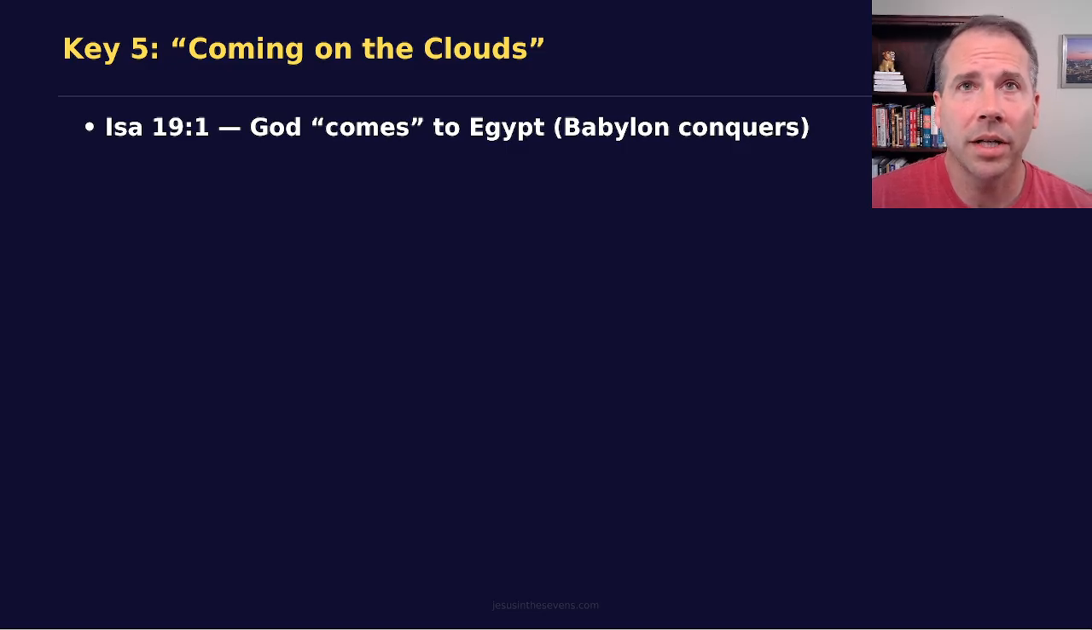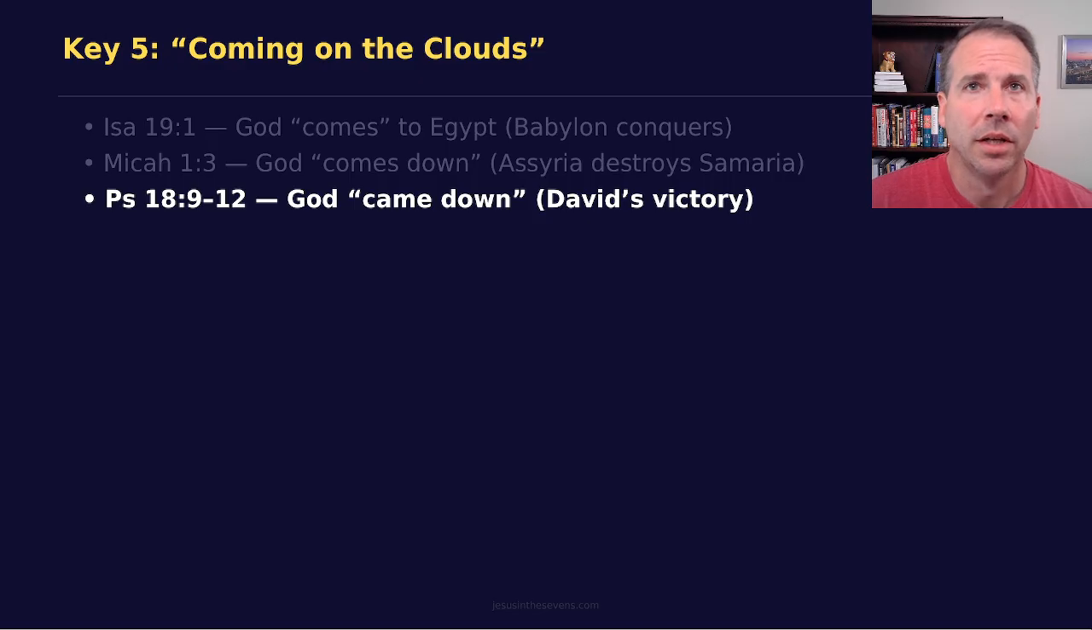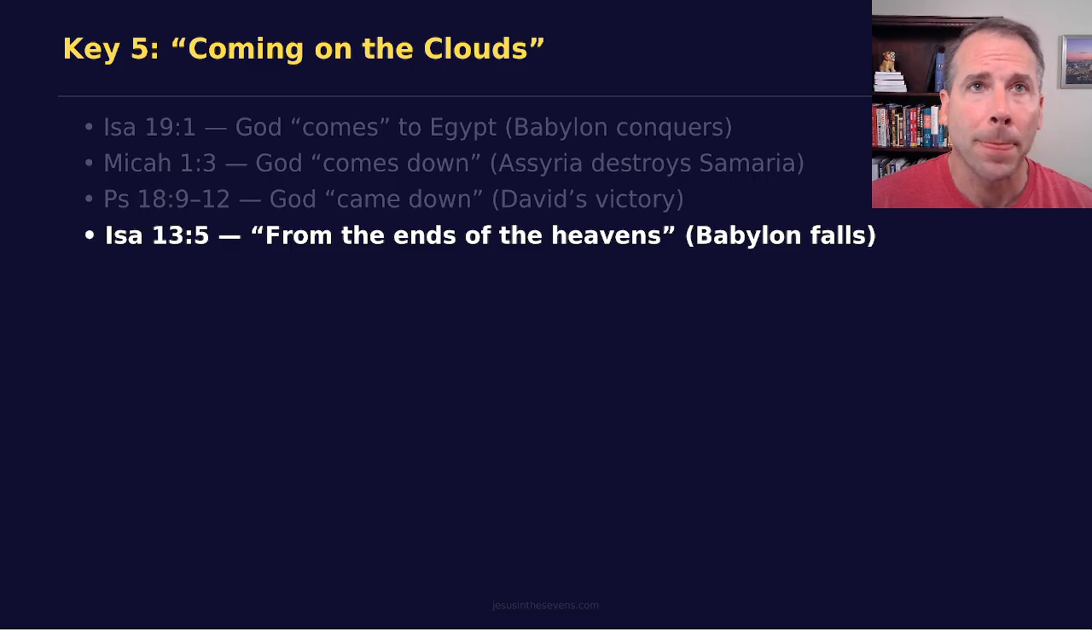But essentially, God coming doesn't always mean, and in fact, most of the time doesn't mean, when it involves judgment, him coming physically or appearing or manifesting himself physically. But he came to Egypt. He comes down when Assyria destroys Samaria. David's victory in Psalms, he talks about coming down. David was happy about that, but for his enemies, it's a coming down in judgment and destruction.